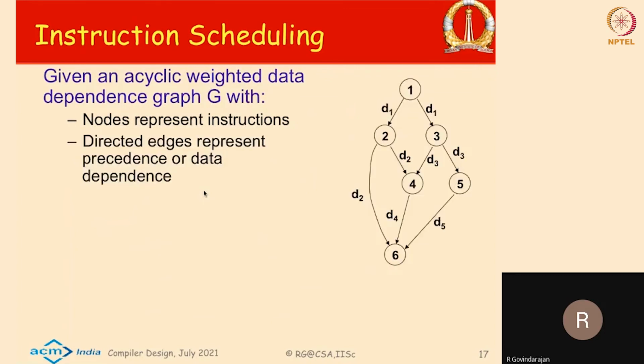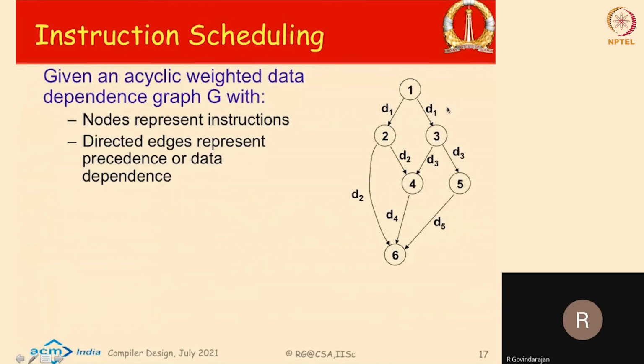Now, again, this is all talking about the data dependence graph. This is a different kind of data dependence graph where we have talked about the weights not in terms of nodes but in the form of edges. So if node 1 takes d1 amount of time to execute, then the arcs from 1 to 2 and 1 to 3 have weights d1, d1.